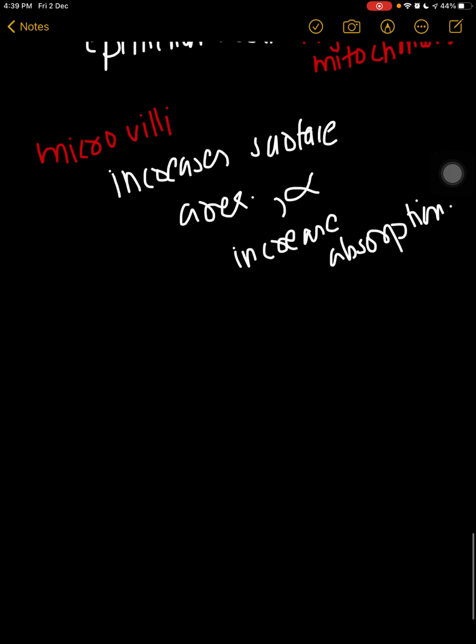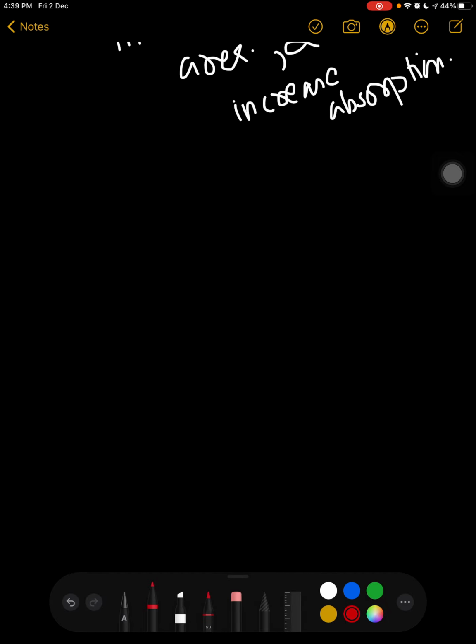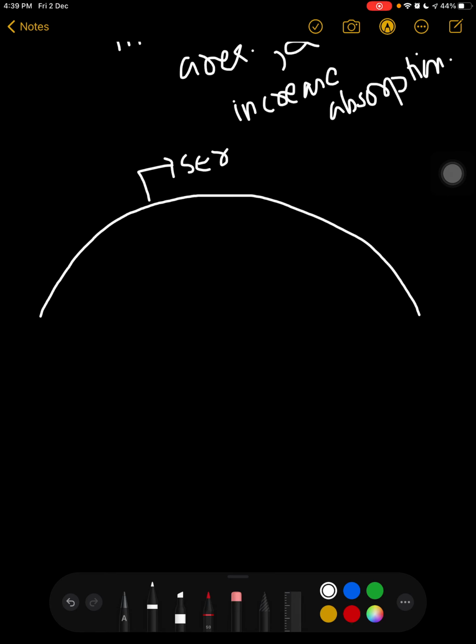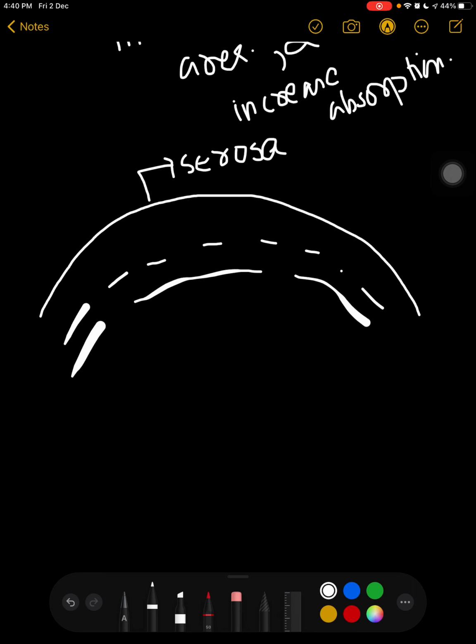I hope this structure is clear to you. Now let's talk about the duodenum. Consider that this is the serosa. I'm just talking generally about the layers. This is the serosa. After the serosa there is a layer known as the muscularis.